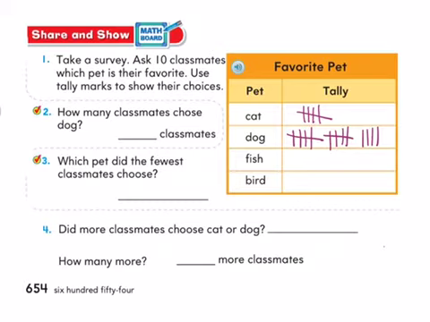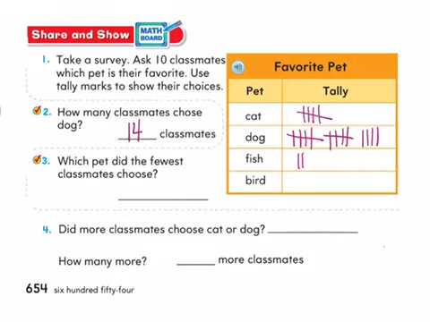2 kids chose fish, and actually nobody chose bird. So I'm not going to put anything for bird because no tallies mean 0. So now we can look at that data and see what we can gather from this chart we just filled out. So number 2 says, how many classmates chose dog? Well, we can see 14 of you chose dog.